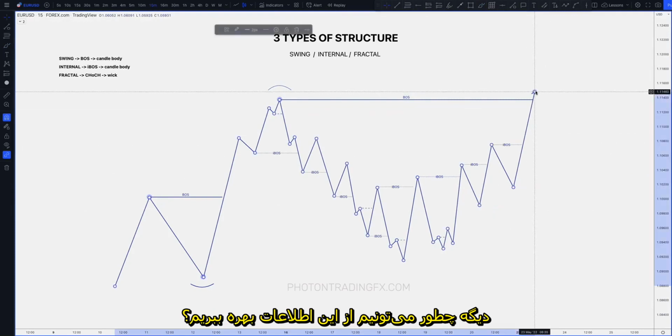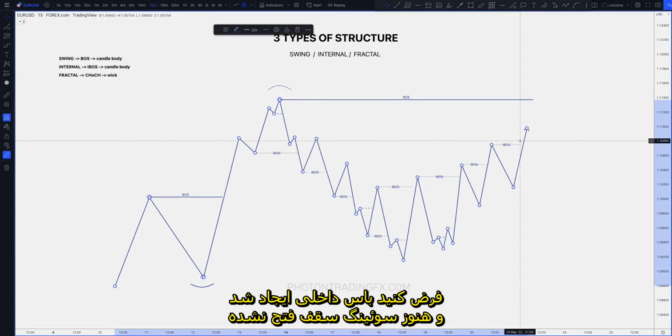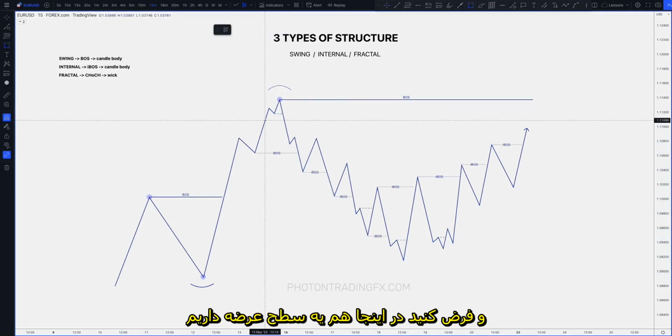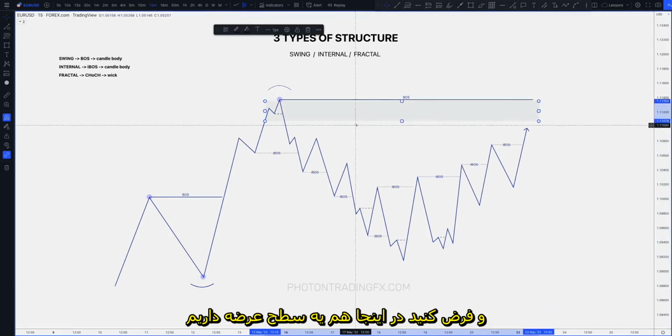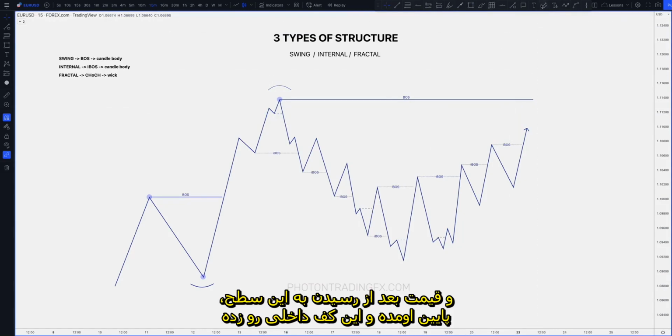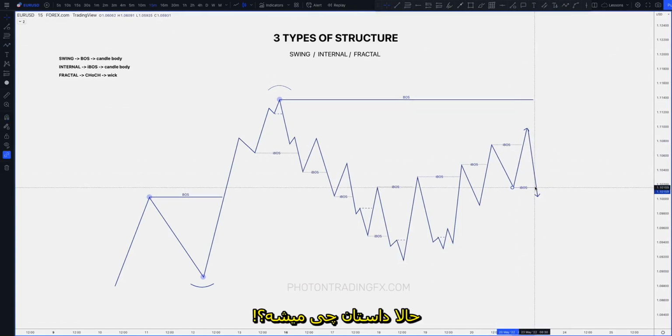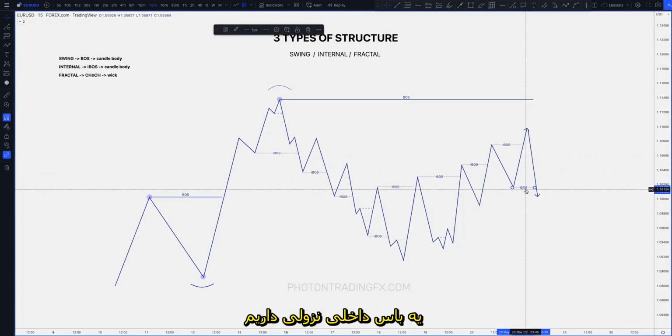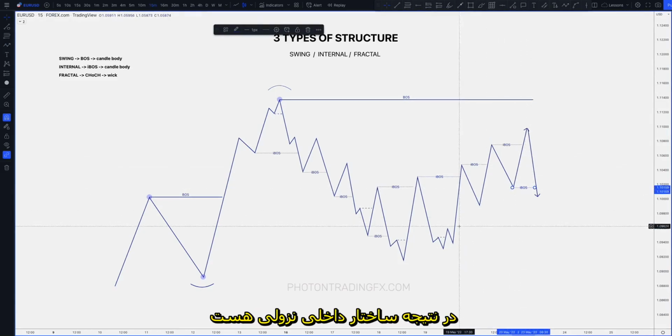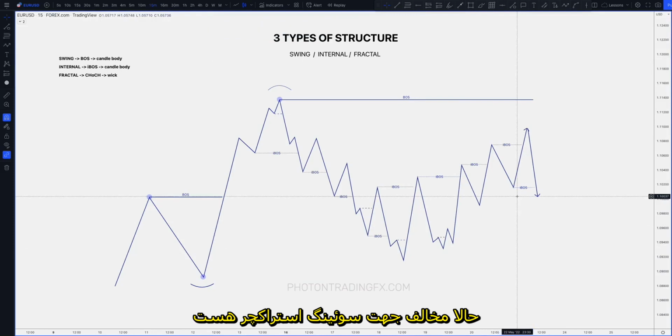Now, how else we can use that information is, let's say we get that internal BOS, but we haven't yet taken out this swing high. Again, I know this is a little bit ahead of what we've learned, but there may be a supply level up here. We come into a level up here, and then price comes down and takes out this internal low. So now what have we had? We have had a bearish internal break of structure. So now the internal structure is bearish. It's now against the swing structure.